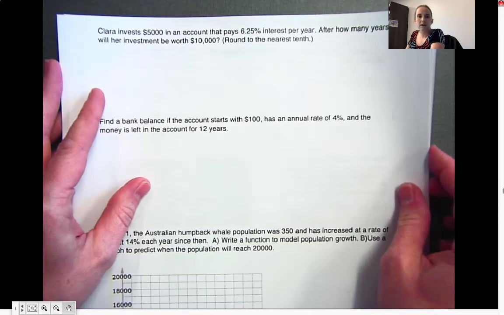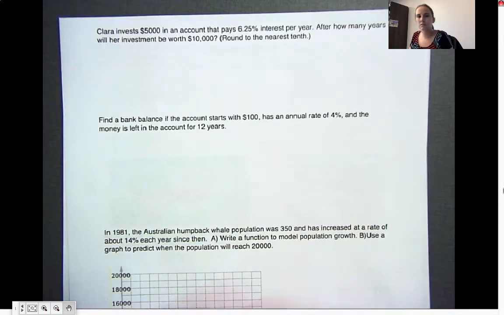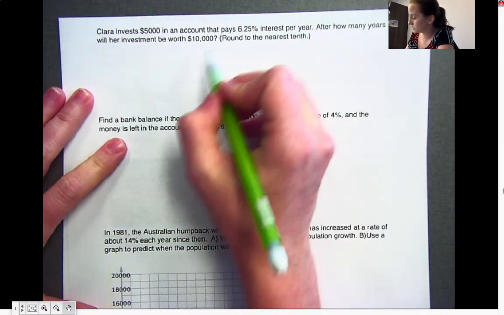Clara invests $5,000 in an account that pays 6.25% interest per year. After how many years will her investment be worth $10,000? Round to the nearest tenth.